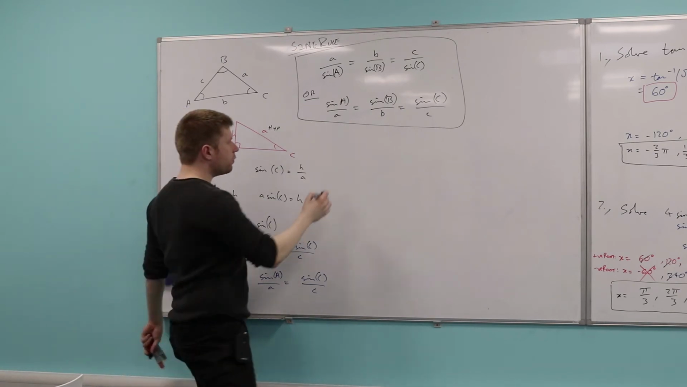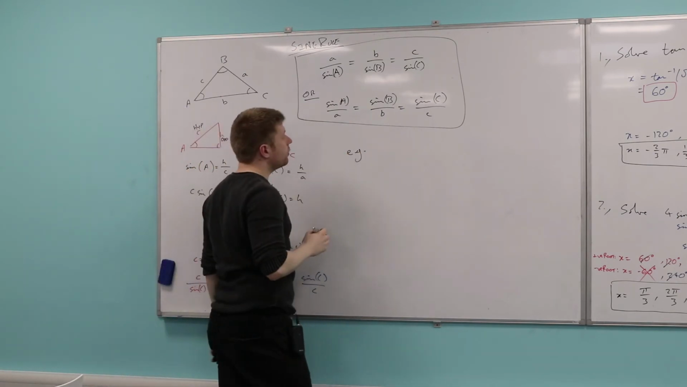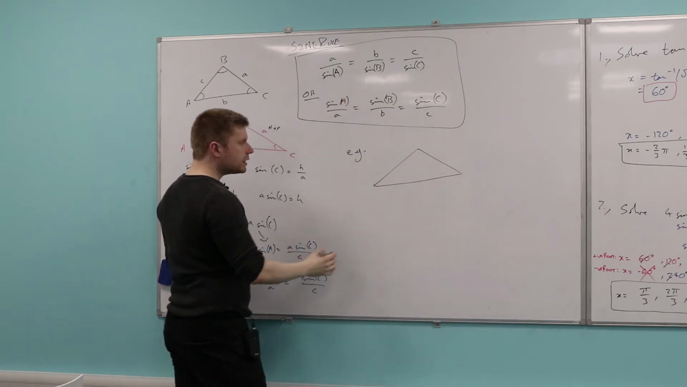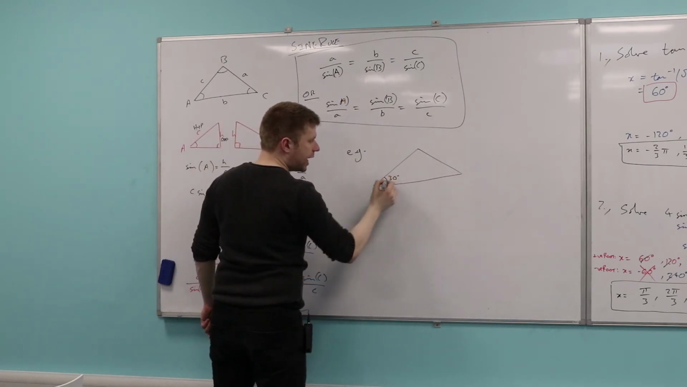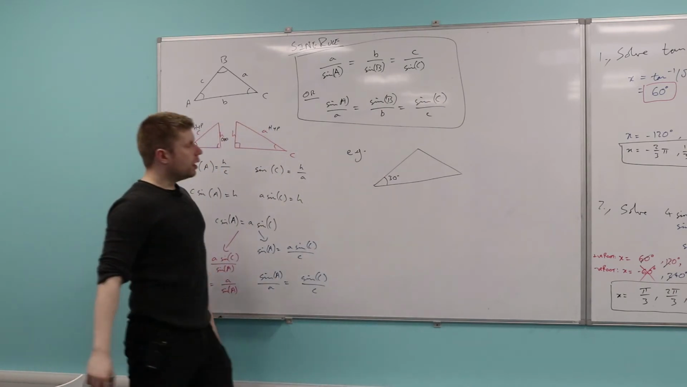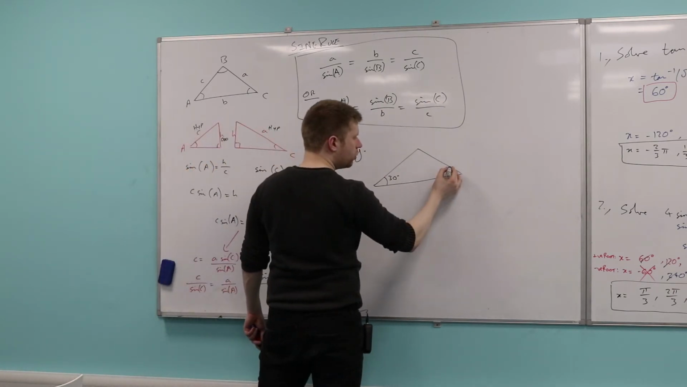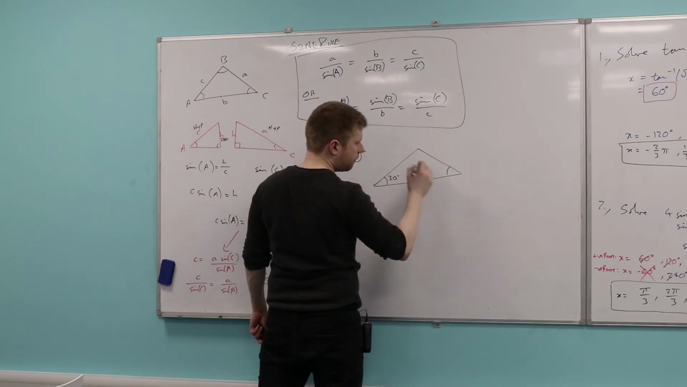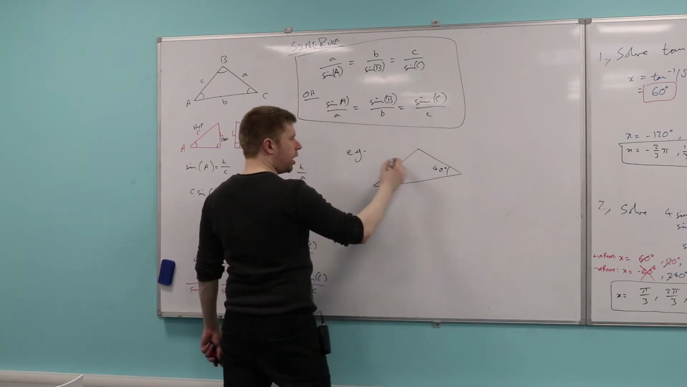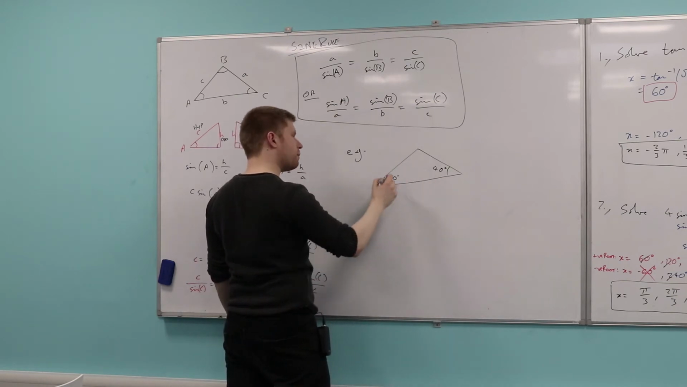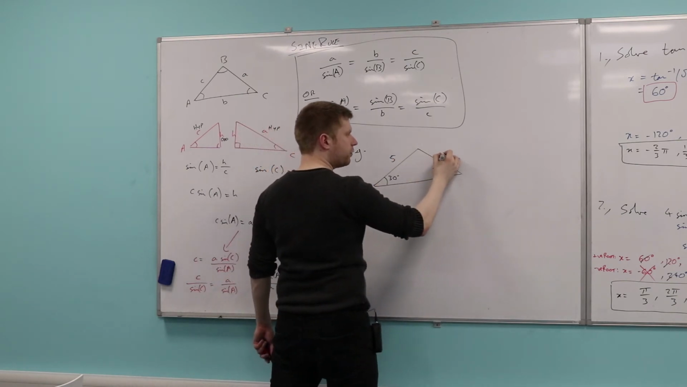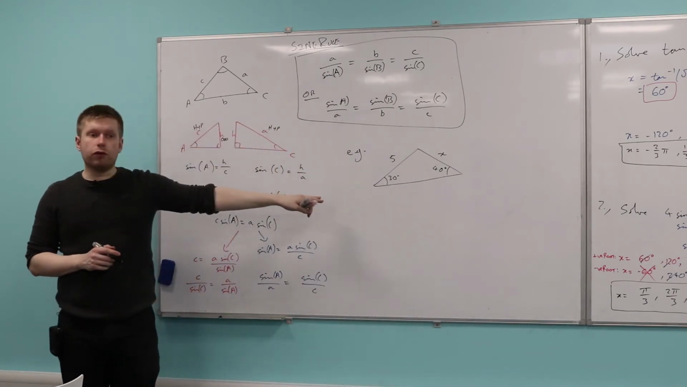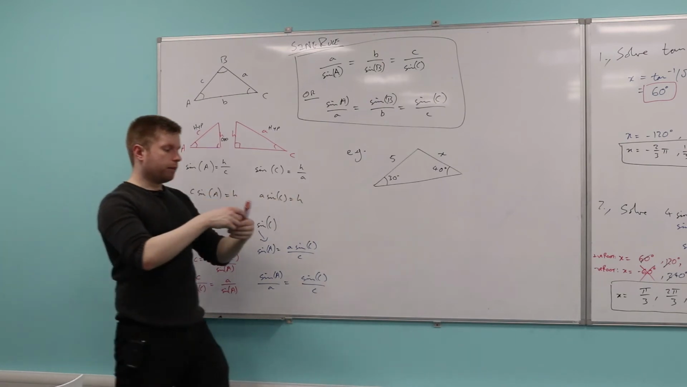Okay, so let me give you an example of using this. Suppose I have a triangle that looks like this. Let's suppose that I knew that this angle was 30 degrees. Let's suppose that I knew that this angle was, let's say, 40 degrees. And let's say that I knew that that side there was going to be 5, and I wanted to find this side over here. I could use the sine rule to find that. So let's have a look.